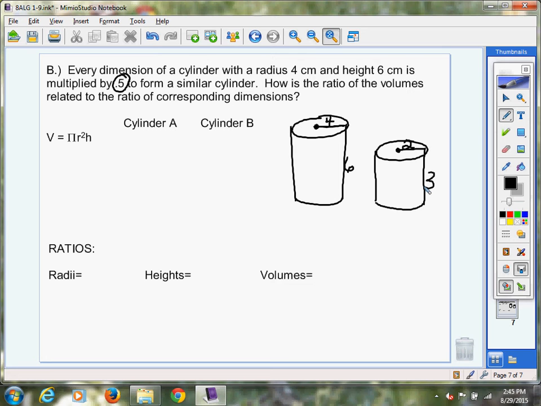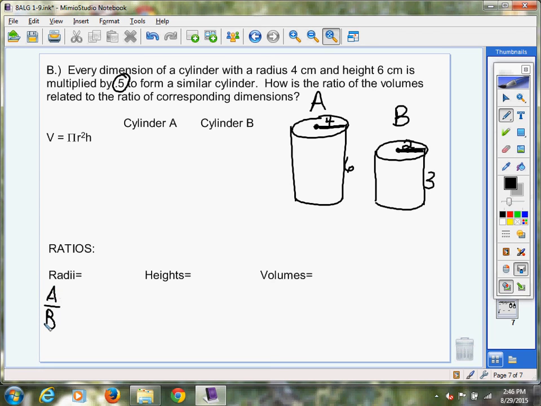So now what they want us to do is compare the ratio of the volumes and relate that to the ratio of the corresponding dimensions. So I'm going to call this one A and this one B, okay? And let me just make sure I'm following suit in the book. Yeah, the big one's A, the little one's B. All right, so let's take a look. Now the radii, that's going to be this up here, okay? That's half of the diameter. So we're going to follow suit. We're going to do A over B.